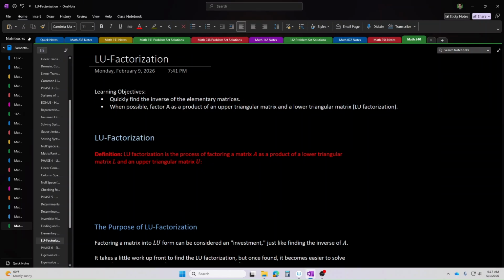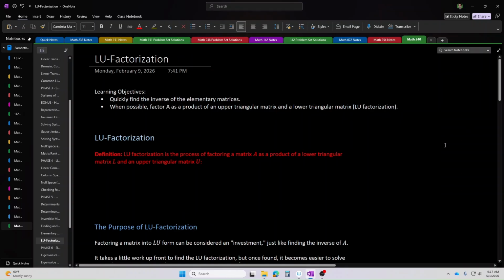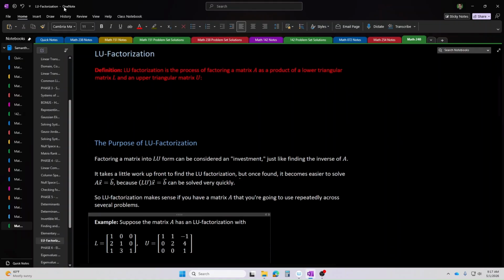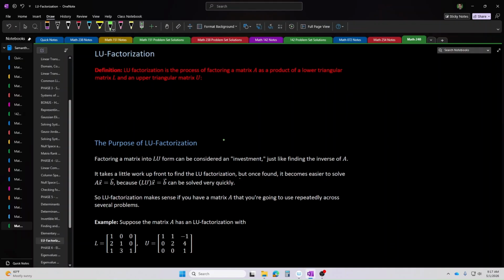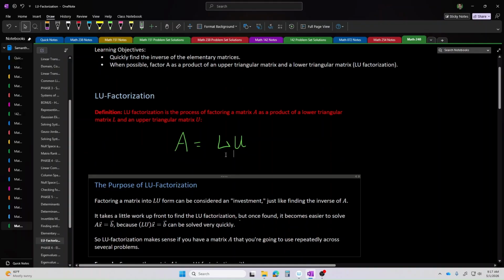Hello everyone. So in this video, we're going to talk about something called an LU factorization. An LU factorization is a way of taking a matrix A and splitting it, factoring it, as the name would suggest. Specifically, LU factorization is the process of taking a matrix A and rewriting it as a product of two matrices. One matrix L, which is lower triangular, and one matrix U, which is upper triangular. So LU factorization factors or splits a matrix into a lower triangular part and an upper triangular part.